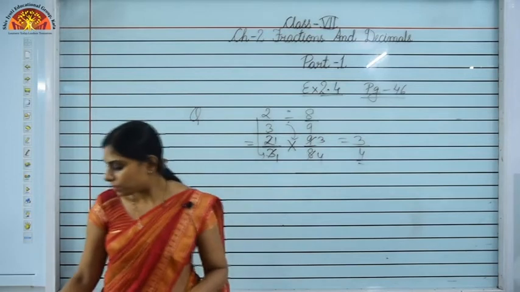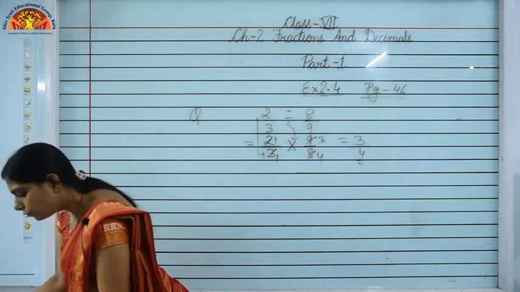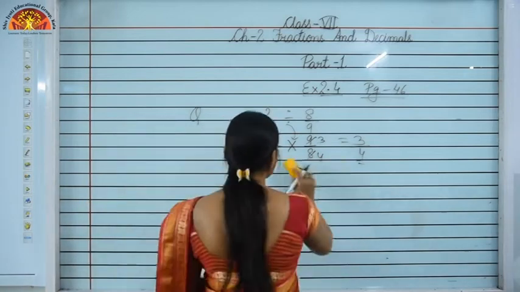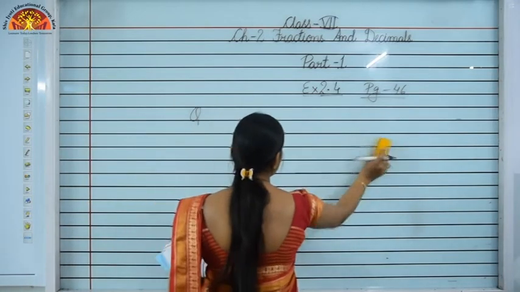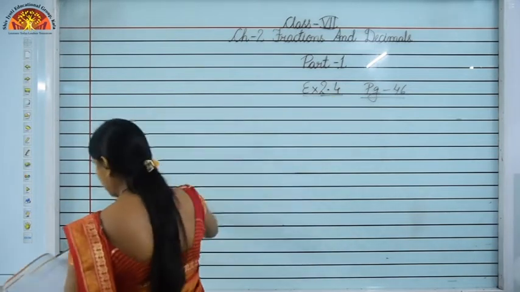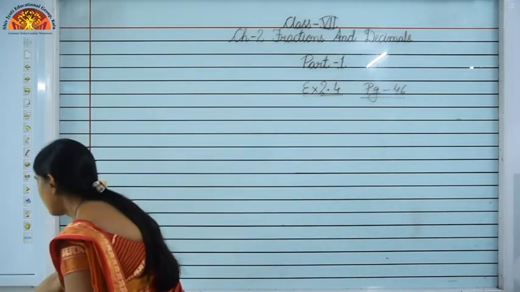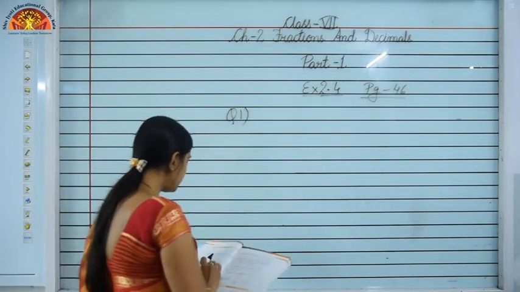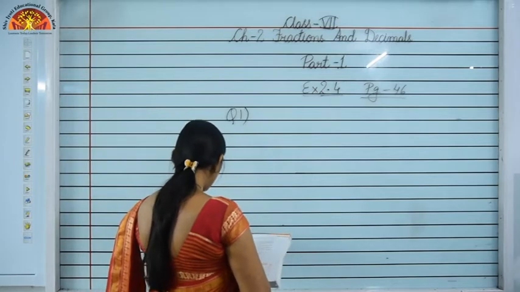On the basis of this concept, we will just solve the questions of exercise 2.4. So just open exercise 2.4, which is on page number 46. Okay, got it? Now we'll just solve the first question. If you are clear with this concept, it is very easy to solve the questions. So just see question number first. Okay, we will solve the fifth part.